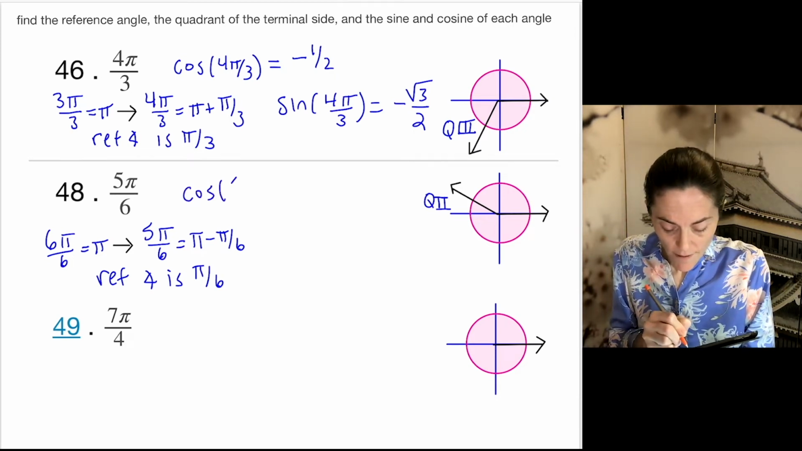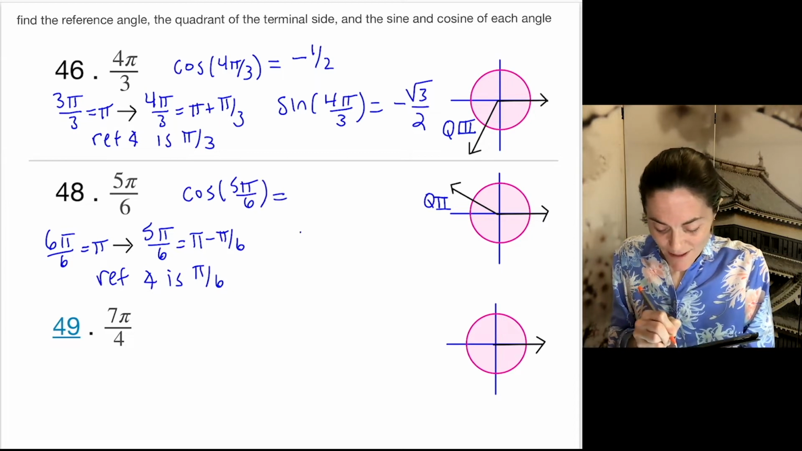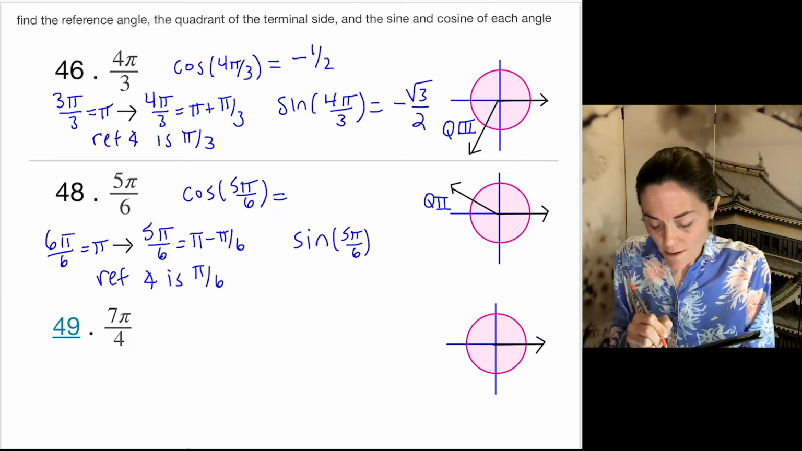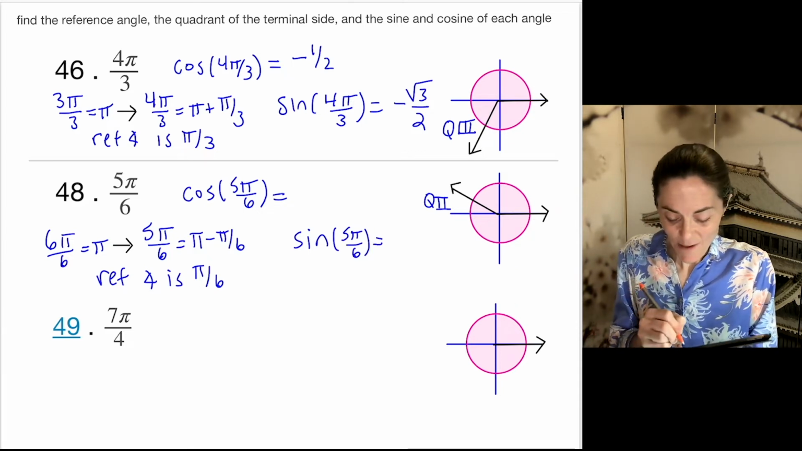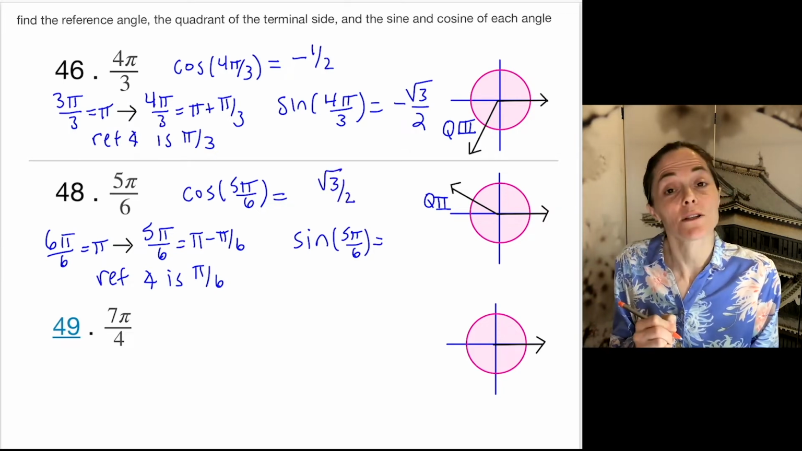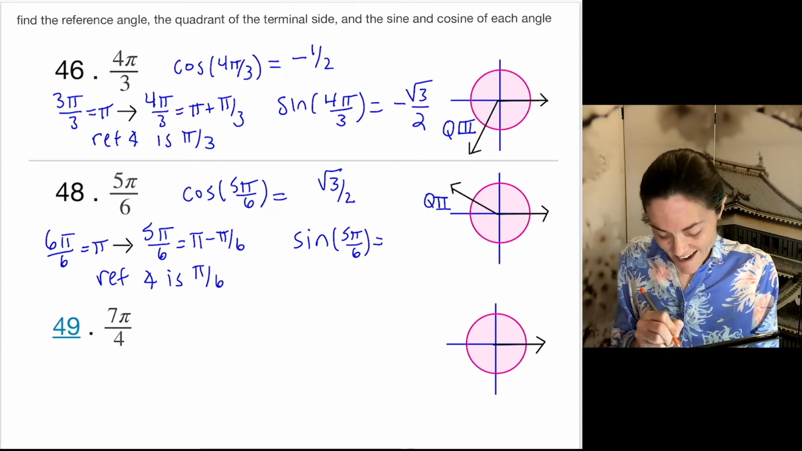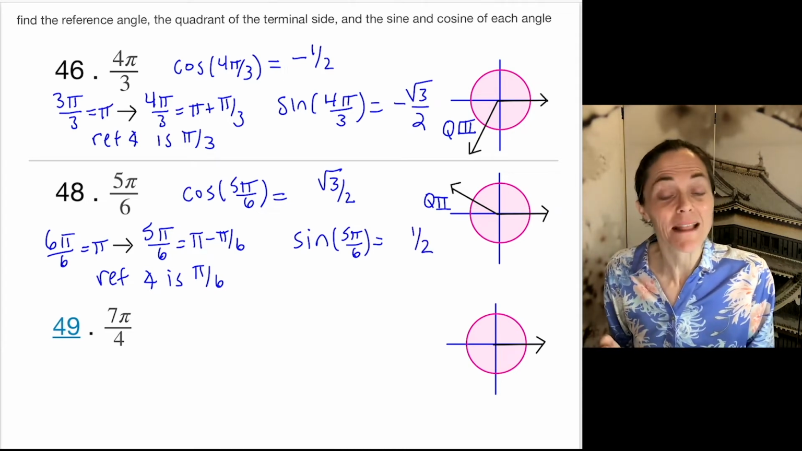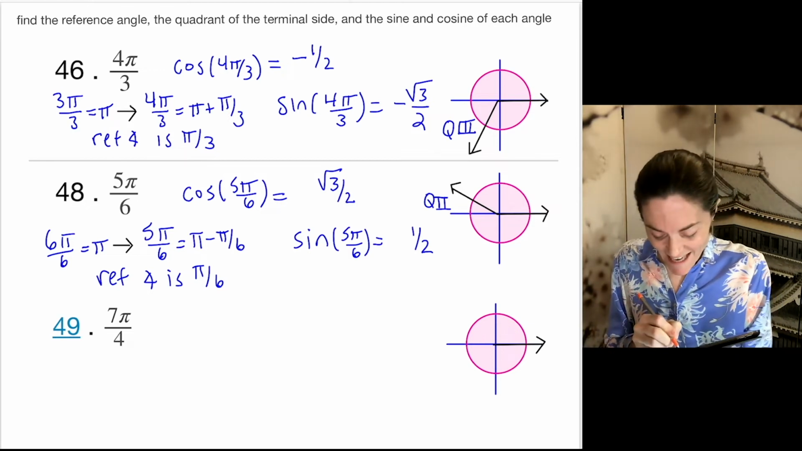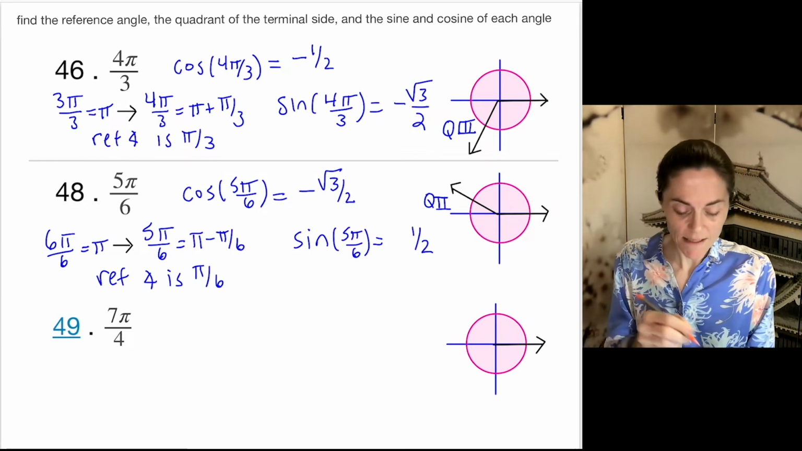So cosine 5 pi over 6, this is one I'm interested in. I'm also interested in the sine 5 pi over 6. With a reference angle pi over 6, I know that the cosine pi over 6 is square root 3 over 2. I know the sine pi over 6 is 1/2. But then, as I was mentioning, cosine in this quadrant is negative and sine is positive.